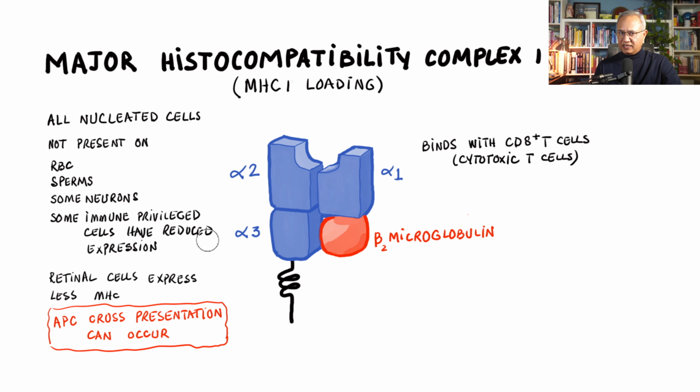Some immune privileged sites, for example retina, may not express this, or if it expresses MHC I, it tries to express them less, so there is not a lot of inflammation which could then cause retinal damage.